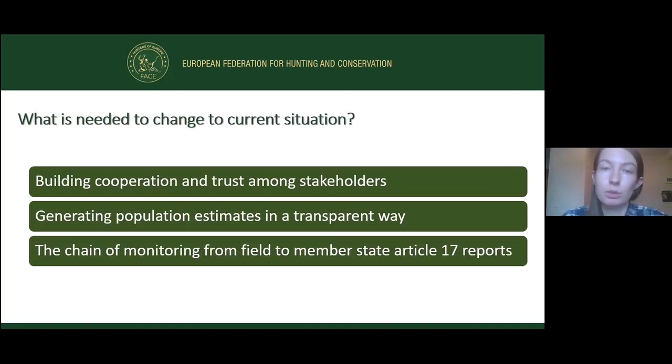So what can we do now to change the situation? I think this webinar is already a very good step in building cooperation and trust among stakeholders, so that stakeholders better understand how population estimates are generated, and how it is done in a transparent way. And I think also for stakeholders, it's especially important to understand the chain of monitoring from field observations to population estimates, and then to the final numbers and figures that are reported by the governments under Article 17.